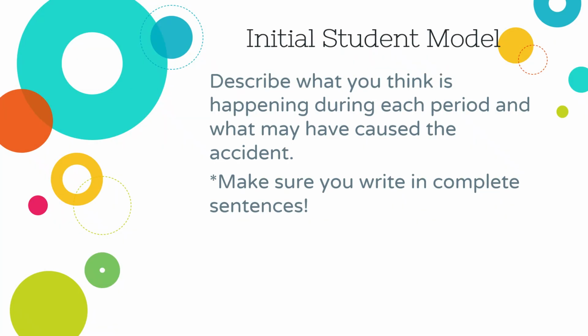So now that you've drawn this photo, I want you to describe what you think happened during each period and what may have caused the accident. So I want to make sure that you write in complete sentences. I'm going to give you 5 to 7 minutes to do this in class, but if you are doing this at home, pause the video here and complete this activity.